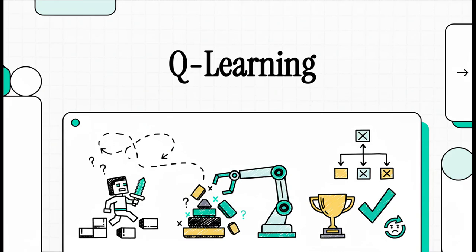Have you ever wondered how a character in a video game gets so good at navigating a level? Or how a robot can learn a new task just by trying stuff out? Well, a huge piece of that puzzle comes from this brilliant 1992 paper and a concept called Q-learning. So let's dive in and see how it taught machines to learn from their mistakes and ultimately how to win.